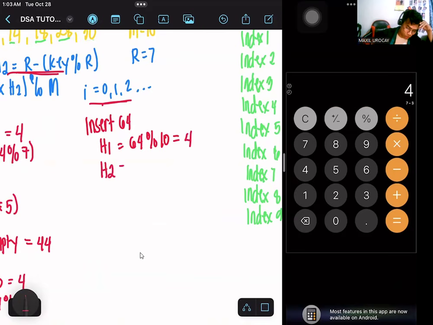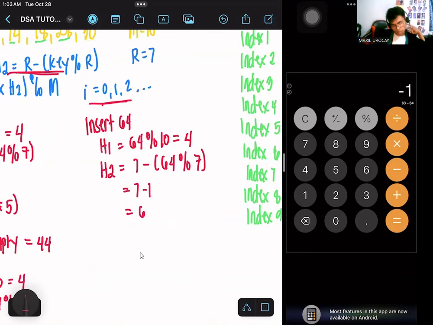Hash 2 is equal to 7 minus 64 modulo of 7. So therefore, 64 divided by 7, that is 9. 9 times 7, that is 63, 64 minus 63, so we do have 1. So therefore, 7 minus 1, it is 6.